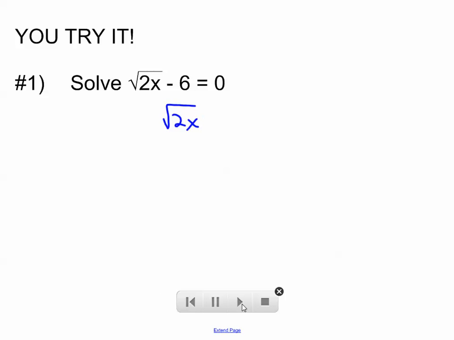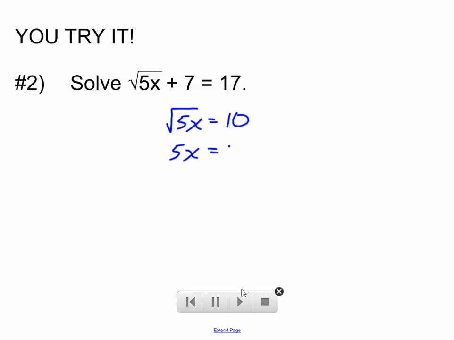Number 1. Let's add 6 to both sides, and then square both sides, and then divide both sides by 2. It does work. Square root of 36 is 6. Minus 6 is 0. All right, number 2. Let's subtract 7 from both sides because you've got to get the square root by itself. Square both sides, and then divide both sides by 5.